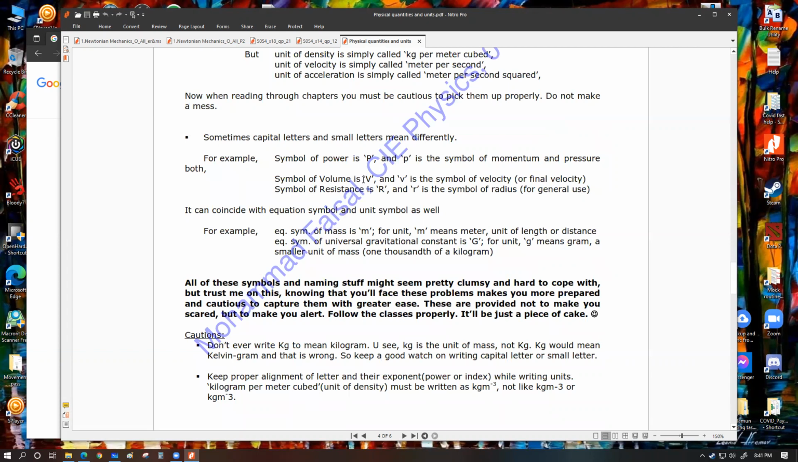The symbol of volume is usually shown by capital V, whereas small v is a symbol for velocity, or to be more precise, final velocity. The symbol of resistance is given by capital R, whereas small r is typically the symbol for radius. These are some general symbols, but we can always have a variation of this.